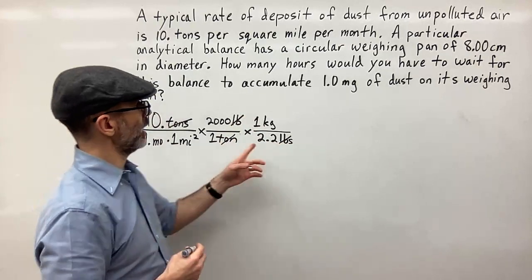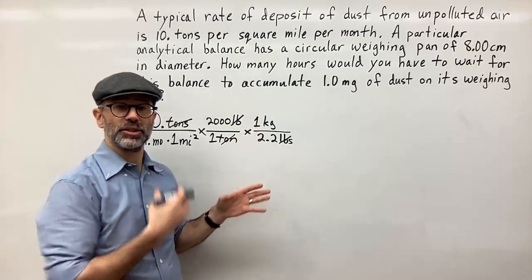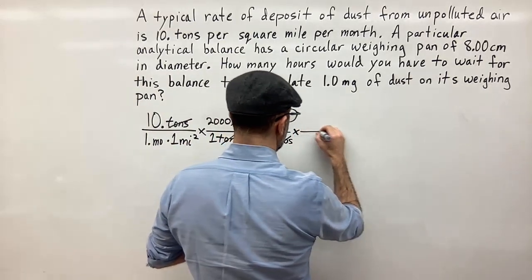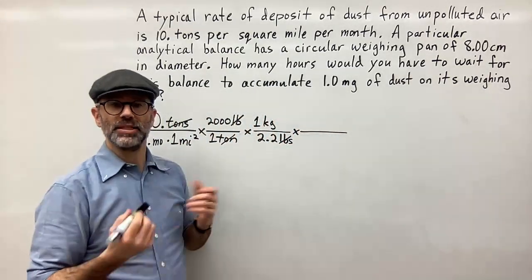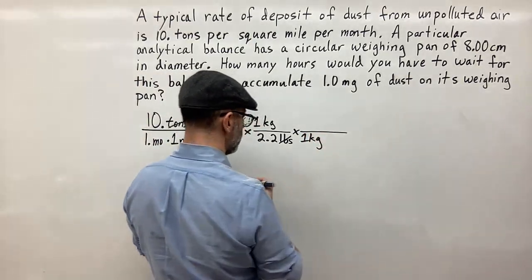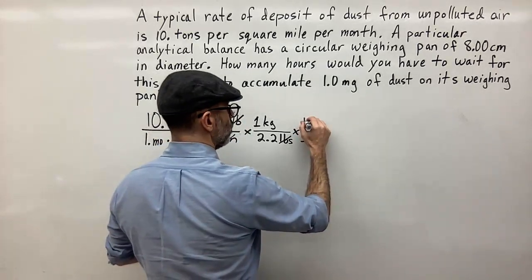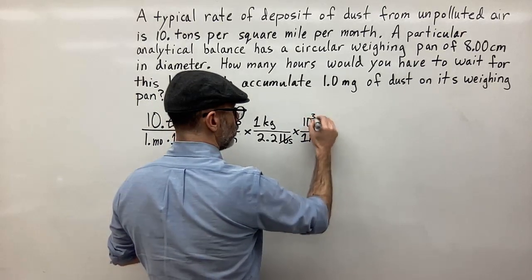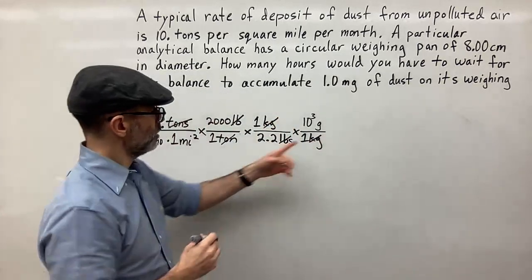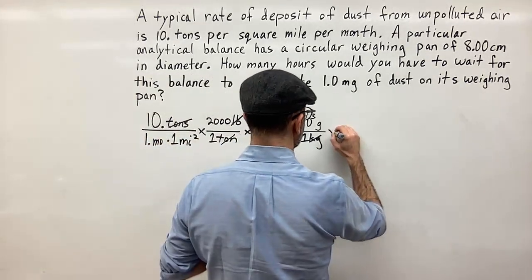Now that I have kilograms, I want to get to milligrams. So I'm going to convert kilograms to grams and then grams to milligrams. I know that 1 kilogram is equal to 1,000 grams. So I'm going to put 1 kilogram on the bottom and 10 to the third, or 1,000 grams, on top. So kilograms cancel out. Now I have grams. Now I can convert this to milligrams.